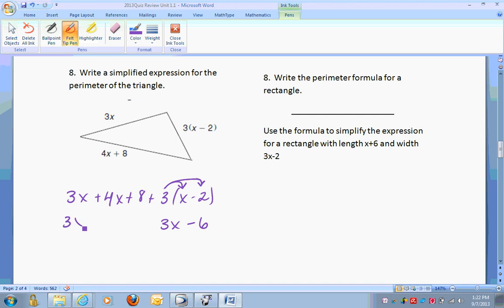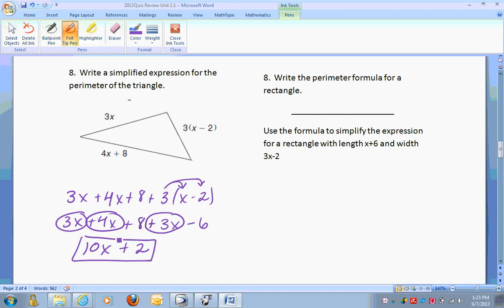Now I'm going to bring down the 3x plus 4x plus 8. And then I'm going to combine like terms. And I should get 3x plus 3x plus 4x. And when I add those all together, I should end up with 10x. Now I'm going to add together my constants. 8 minus 6 becomes positive 2. And that is the solution to number 8 on that review sheet. So now on number 8 under the target practice, it's asking us to write the perimeter formula for a rectangle.